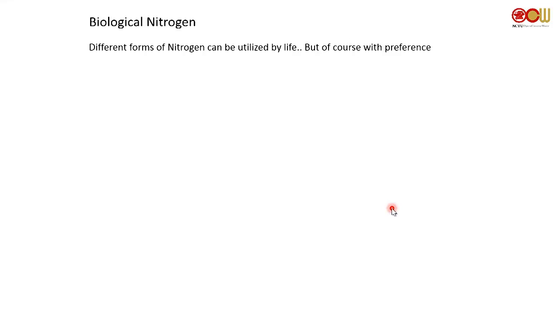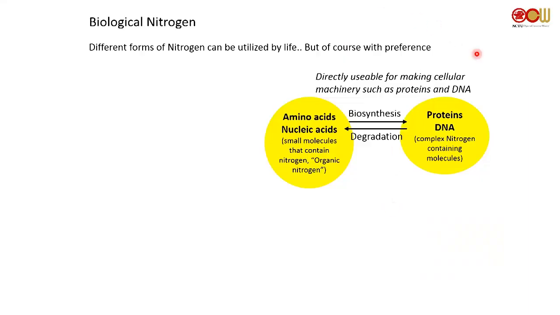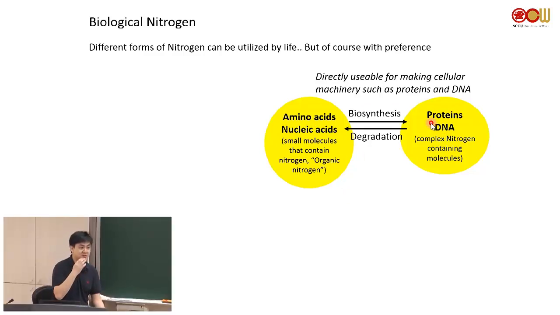Biological nitrogen. If we are talking about biological nitrogen, since this is a biochemistry class, we need to look a little bit at the chemical aspect. So what are the nitrogen forms used for biology? We have complex molecules like proteins and DNA, and amino acids and nucleic acids. So these things are directly usable for making cellular machinery such as protein and DNA. For example, humans, we have essential and non-essential amino acids.